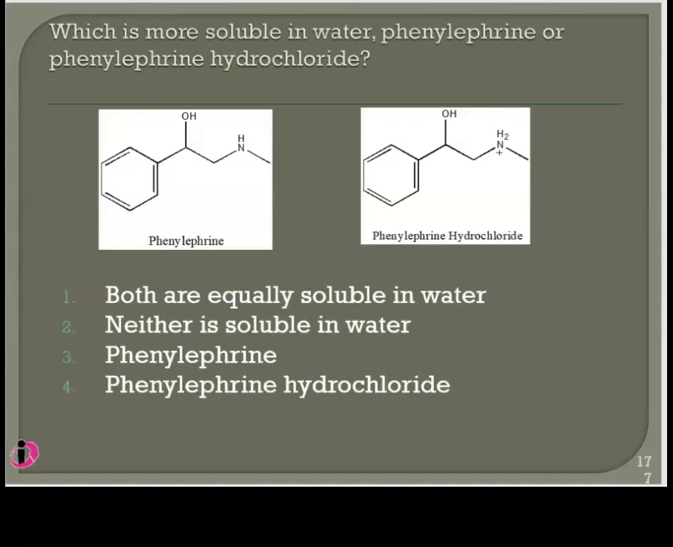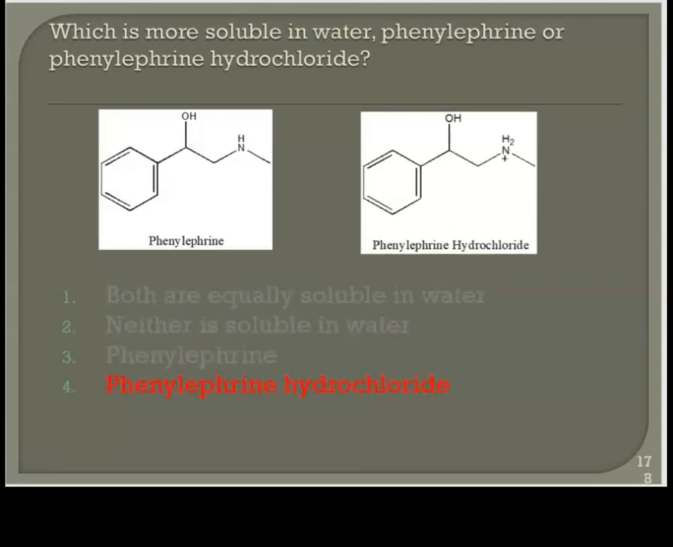So now which is going to be more soluble in water here? The compound on the left or the compound on the right? So phenylephrine hydrochloride is going to have that positive charge because we've interacted hydrochloric acid with it to make an amine salt, and it is going to be the more water soluble.